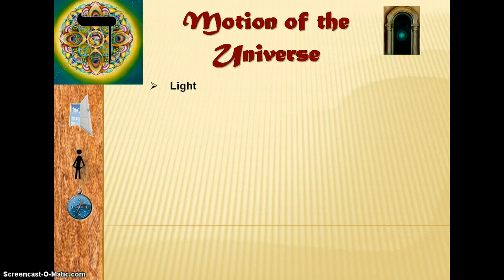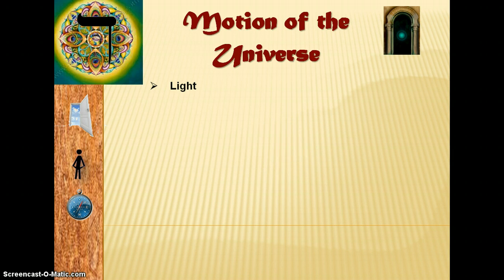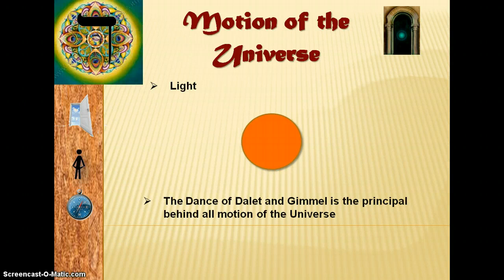Another example is light. Let's say that we have yellow light, which represents high energy. It is the Gimmel in this example. And we also have red light, which is lower energy, and it represents Dalet. Now the two combine, and by the yellow light sharing half of its energy, it actually gives half of its energy over to the red light so that they become something new. They come together and they fuse and they form orange. And the only way that that can happen is if the Gimmel side gives half of its energy over to the Dalet side. And so again, we see in the universe this dance of Dalet and Gimmel, which is a principle of motion behind all the motion in the universe.